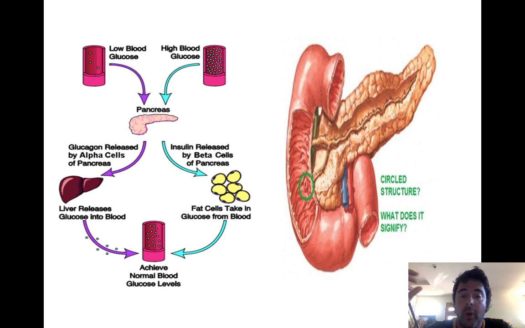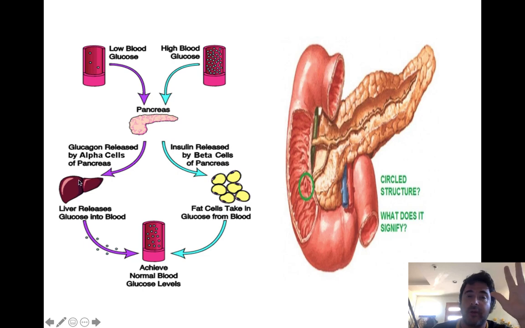Now, when we think about alpha and beta pancreatic cells, let's say blood glucose levels are low, so those little dots represent glucose. When blood glucose levels drop, the pancreas detects that. Specifically, alpha pancreatic cells function as receptors. They detect that information. They function as control centers. They process that information, and they release an effector, which is a hormone called glucagon.